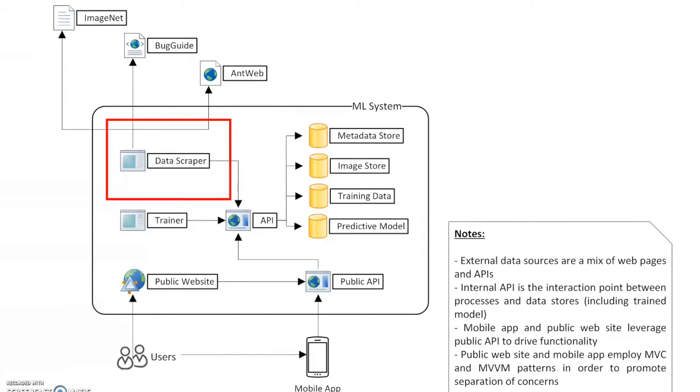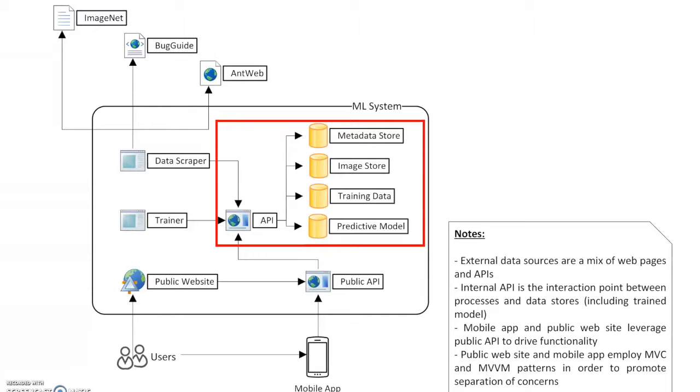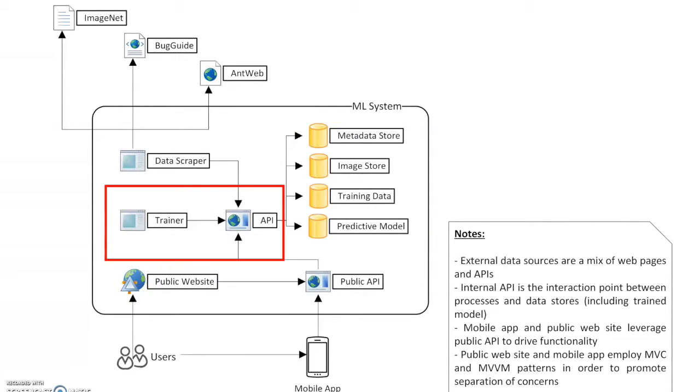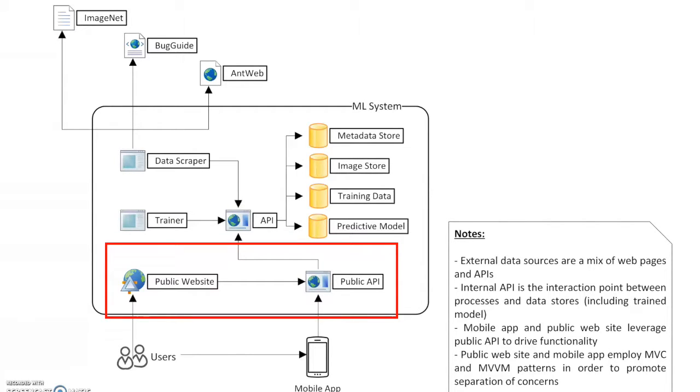In order to get this data, we're going to have to write data scrapers, which will retrieve the information, parse it, and store it into our data stores using an internal API. This internal API will also be in charge of storing the data that we retrieve from the external data sources into formats that are more easily consumable by the different components of our system. One of these components is our trainer, which will essentially use this data to train our predictive model using machine learning techniques. This internal API will also be consumed by a public-facing API.